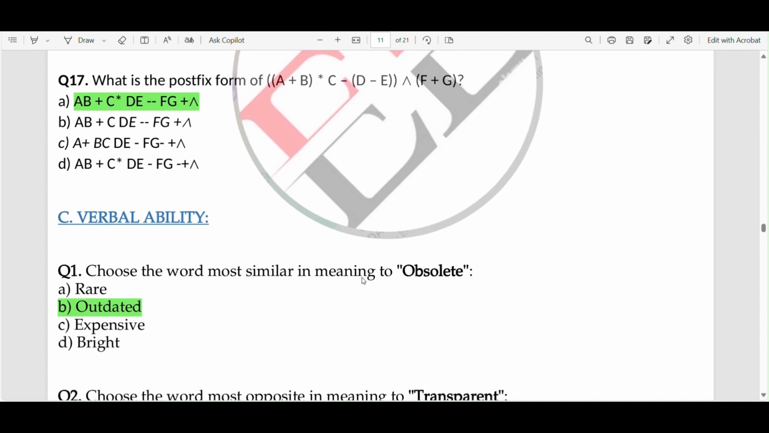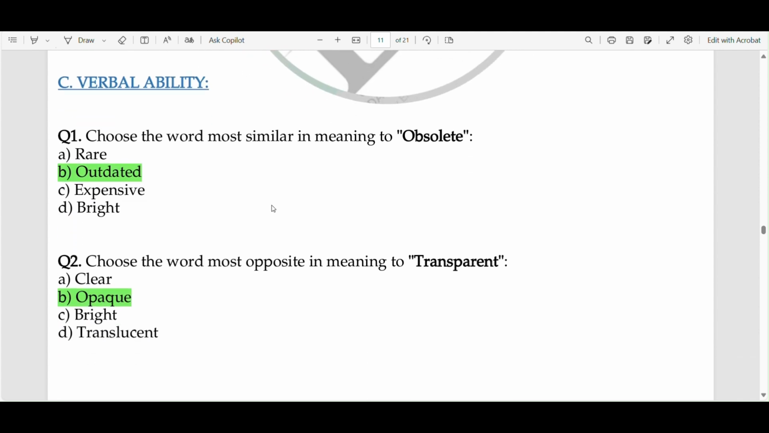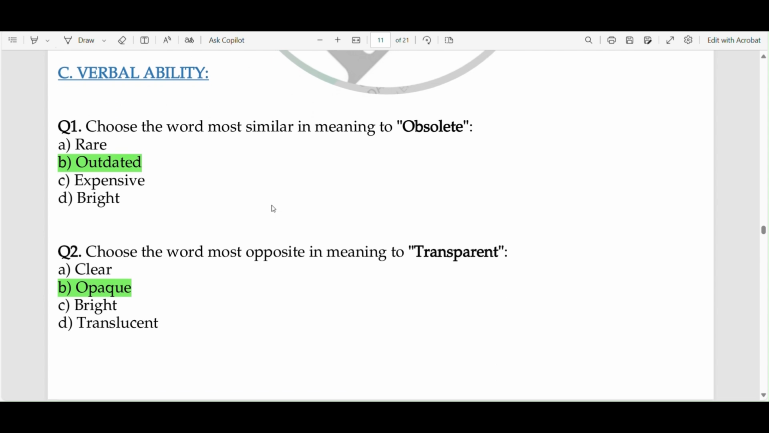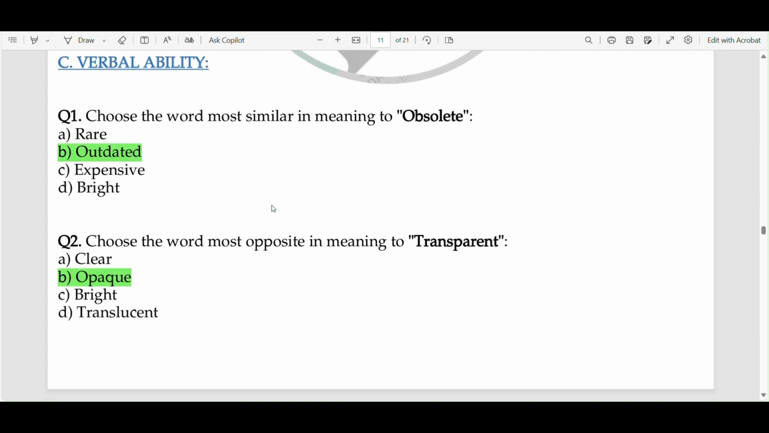And when you go to the next question, what is a postfix form? Postfix form, calculating it takes a little bit more time, so let's skip this question. And we have completed the technical MCQs. And next we are going to verbal ability, right?